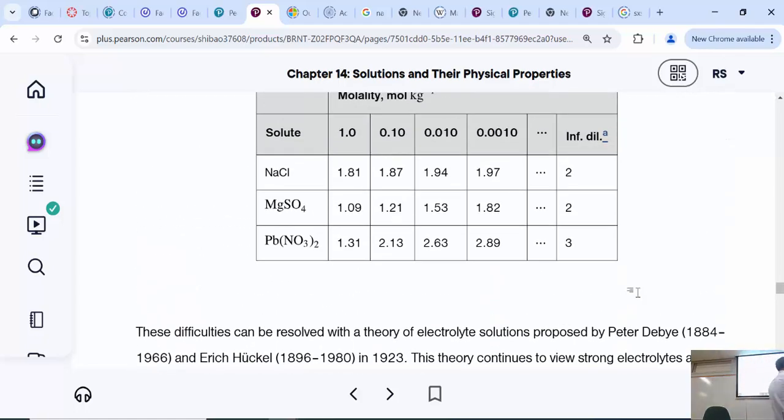So you can see, just quickly, what we do is we look for a pattern. The pattern is the more concentrated, the more it deviates. The other pattern is the higher the charge on the ions, the more it deviates. So magnesium sulfate should break up into 2. It effectively breaks up into 1, so everything's paired. Does that make sense?